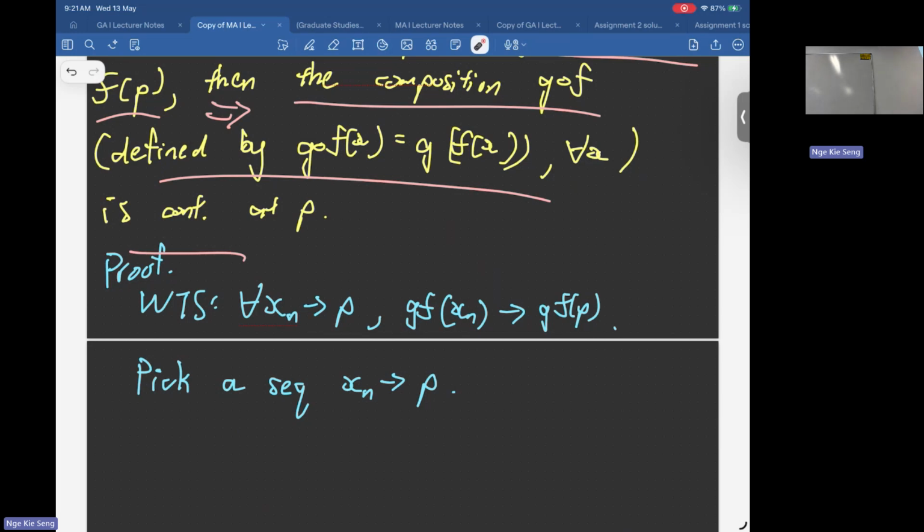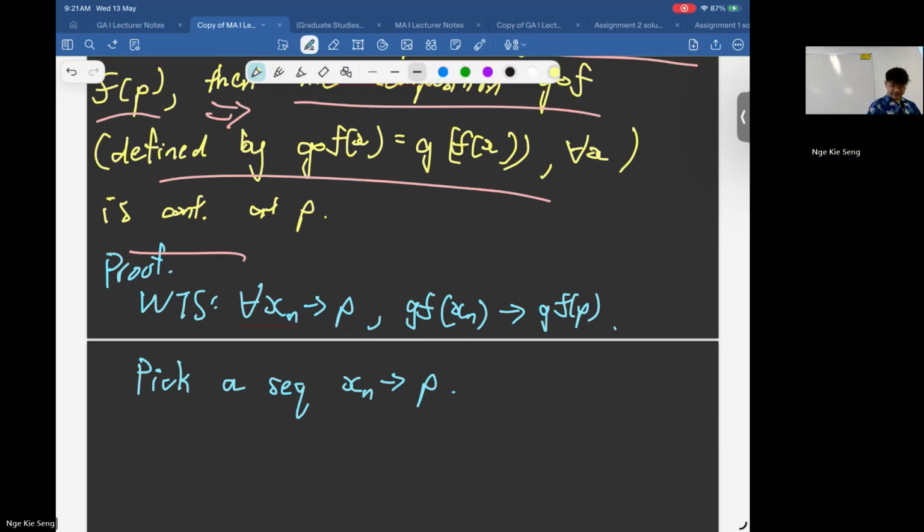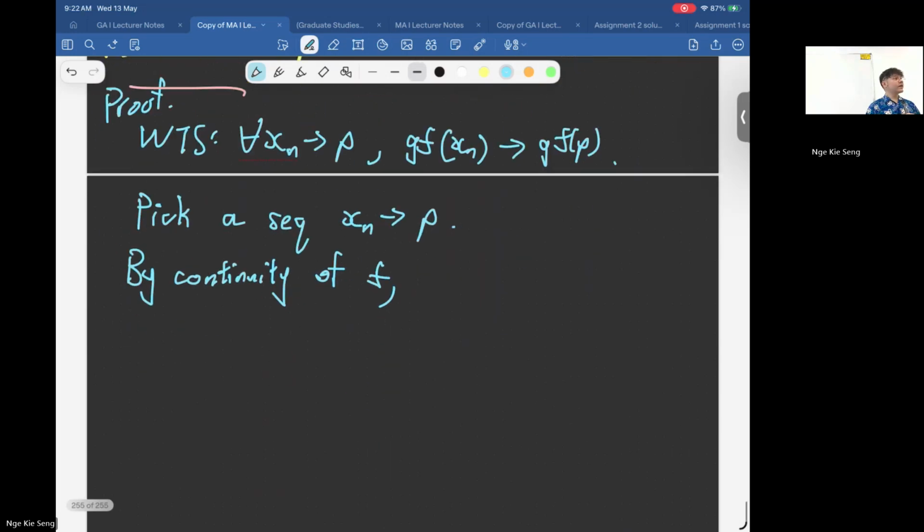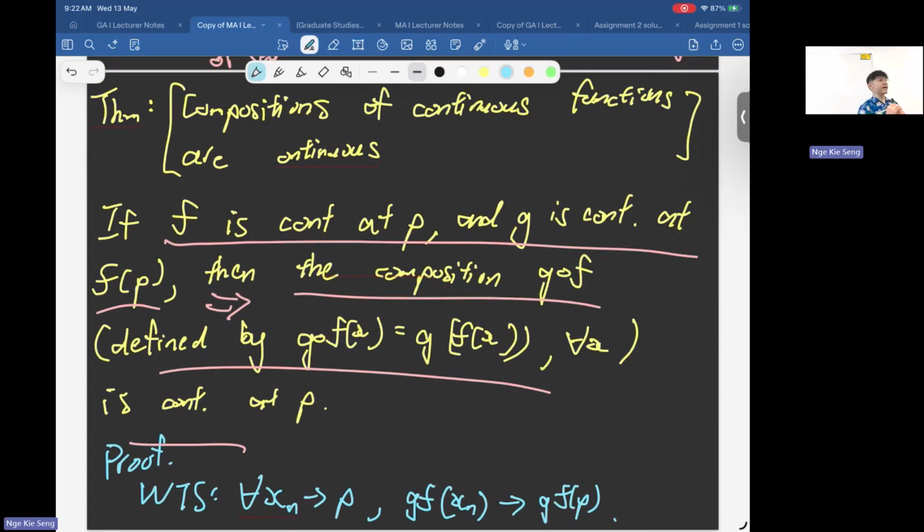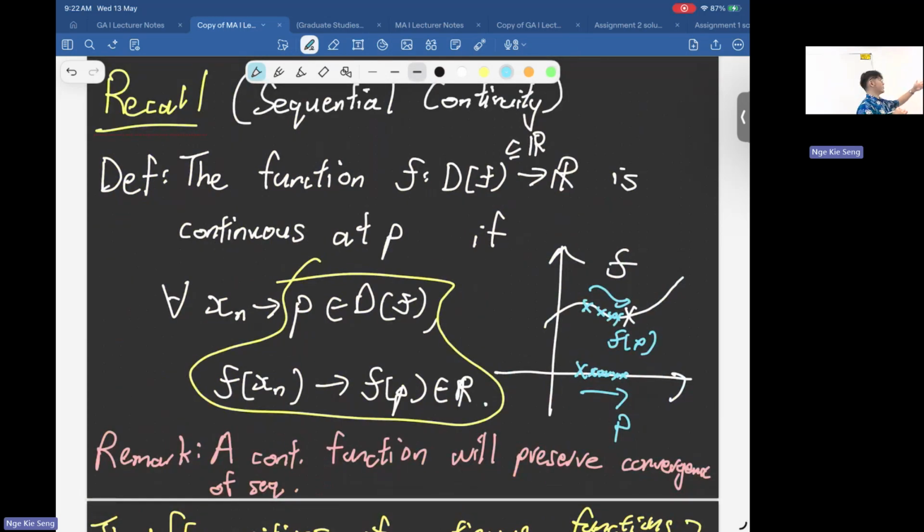P, right? So by continuity of F, F(Xn) converges to F(P). Good. Make sense? Next step: G is continuous at F(P). Coming back here, change all F to G and all P to F(P). Right.